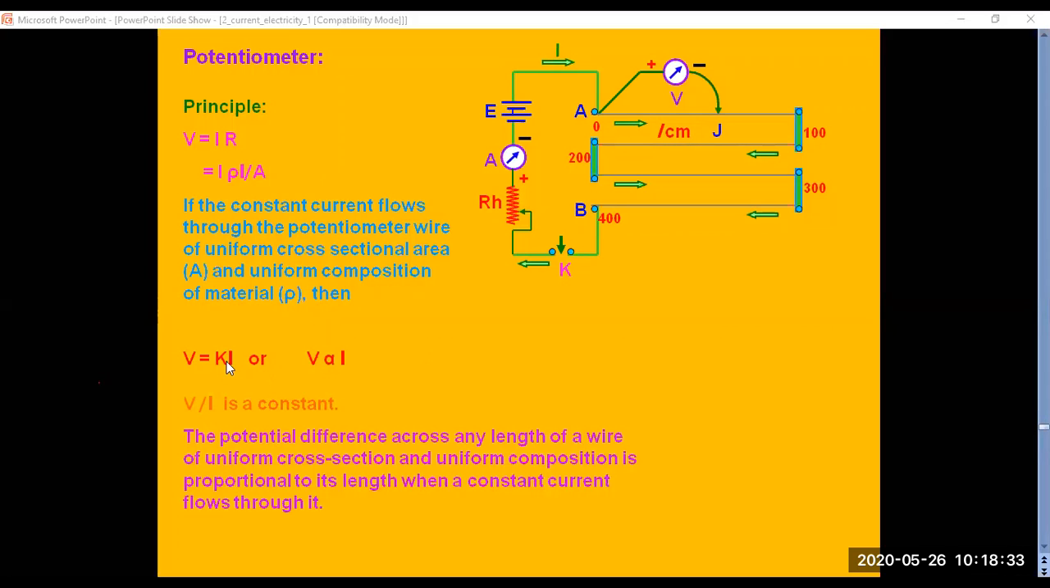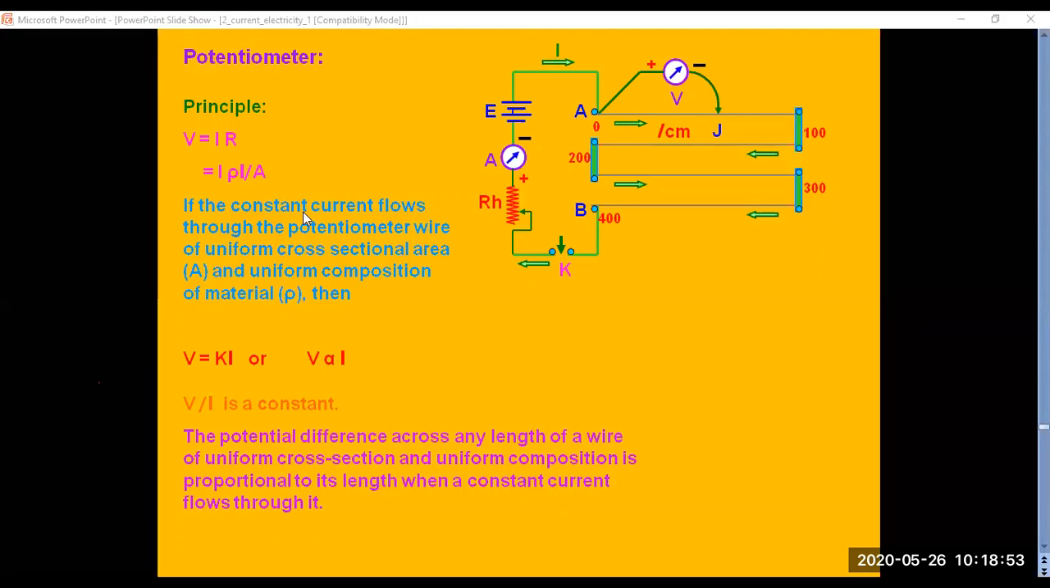Or you can keep K as it is, bring down I, we'll write V by I is a constant. That is, the potential difference across any length of the wire of uniform cross section and uniform composition will be proportional to the length when constant current flows through it.